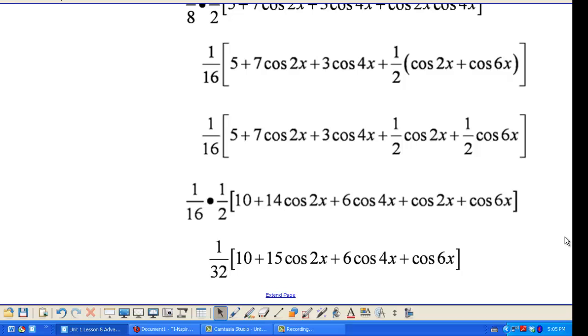And last but not least, 1/16 times 1/2 is 1/32. 10 plus 15 cosine 2x when I combine 14 cosine 2x and cosine 2x. 6 cosine 4x, cosine 6x. This is the most simplified form of cosine to the 6th x, where I now have all of the cosines in terms of the first power of cosine.